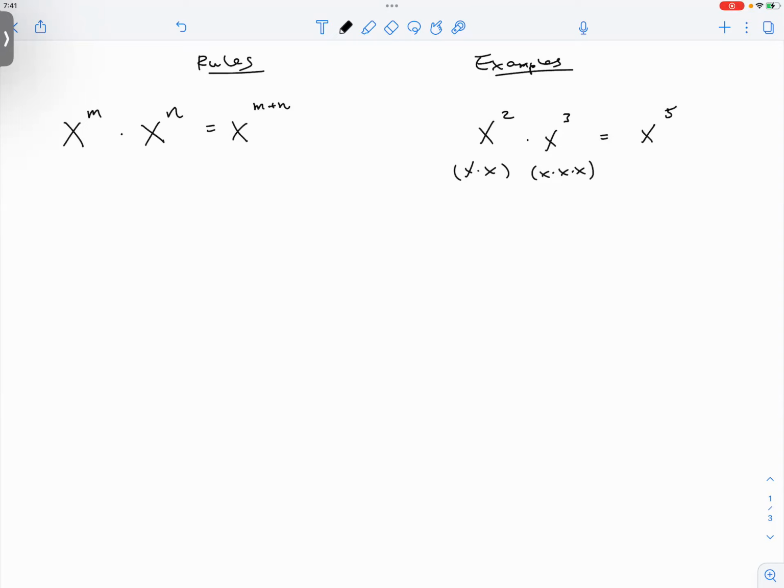Now I'm going to also give you one other example too. What if I have 2 squared times 2 to the 3rd power? What does that equal to? It'll be 2 to the what power? 5th power, right? You see the parallel right there.